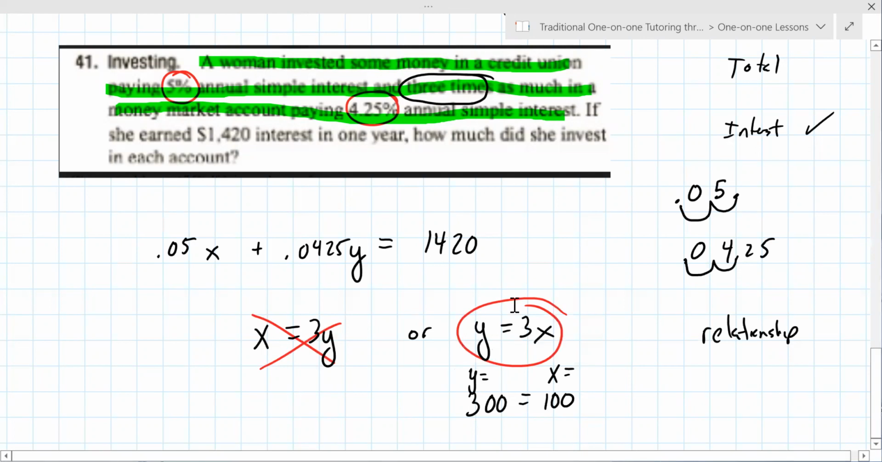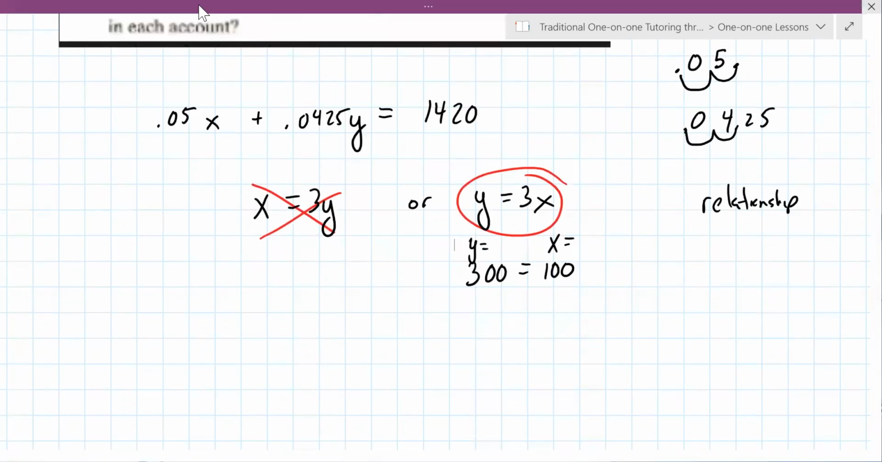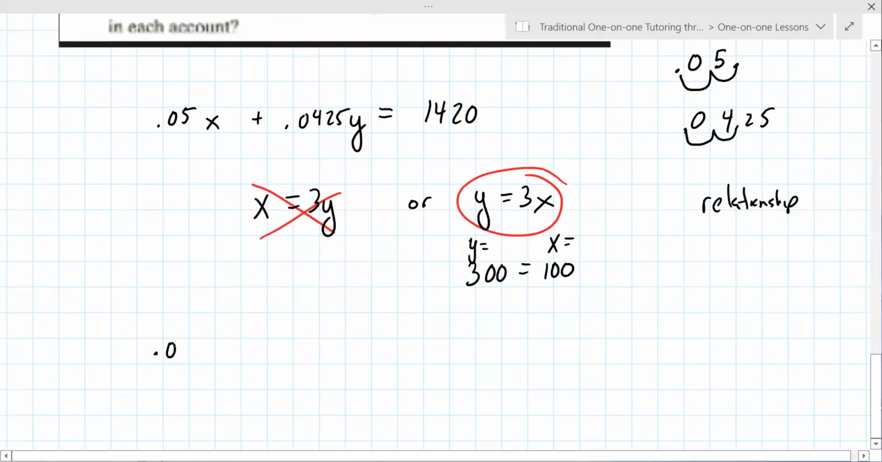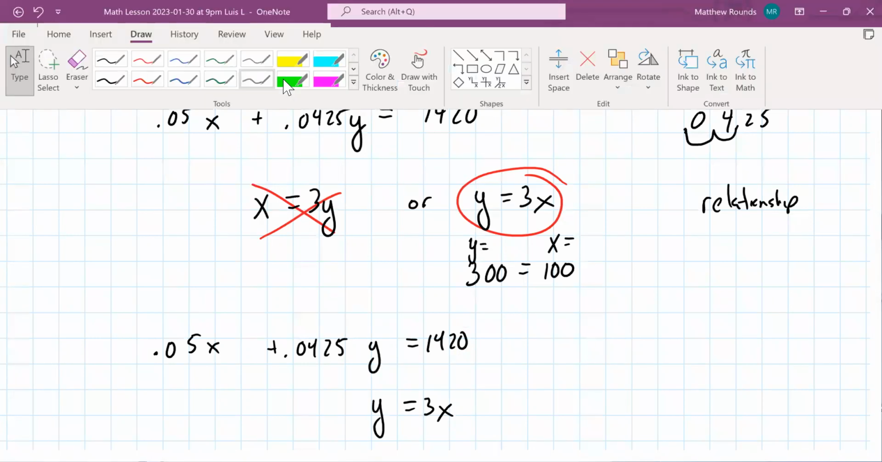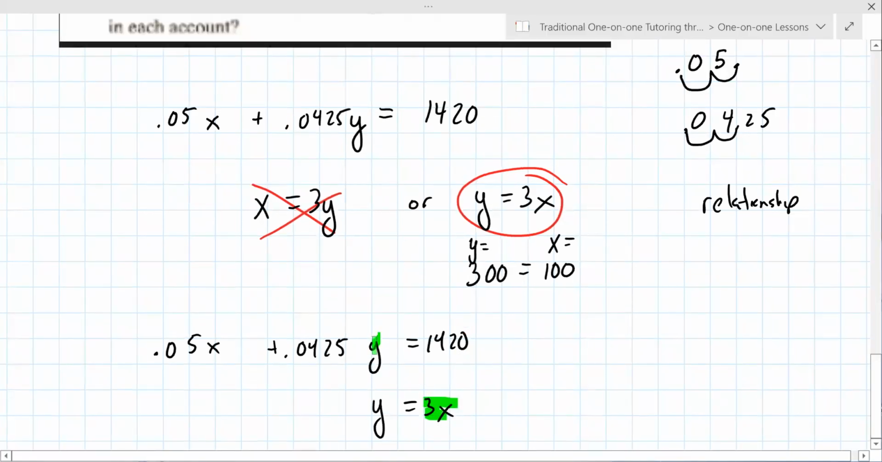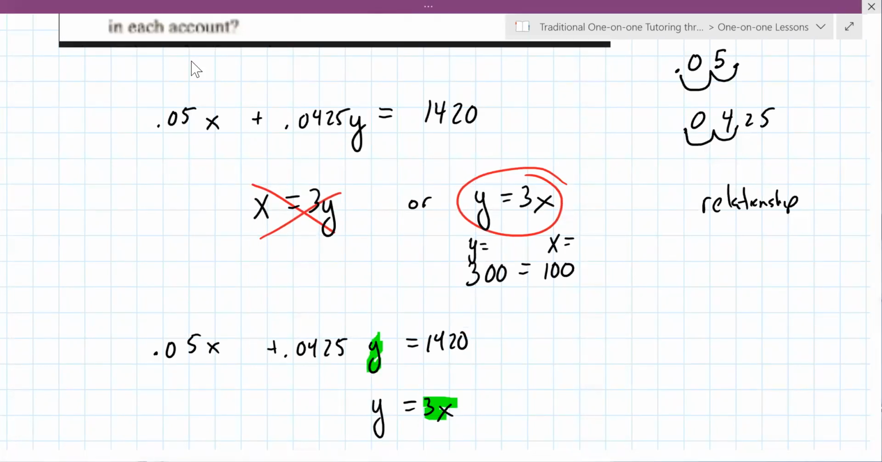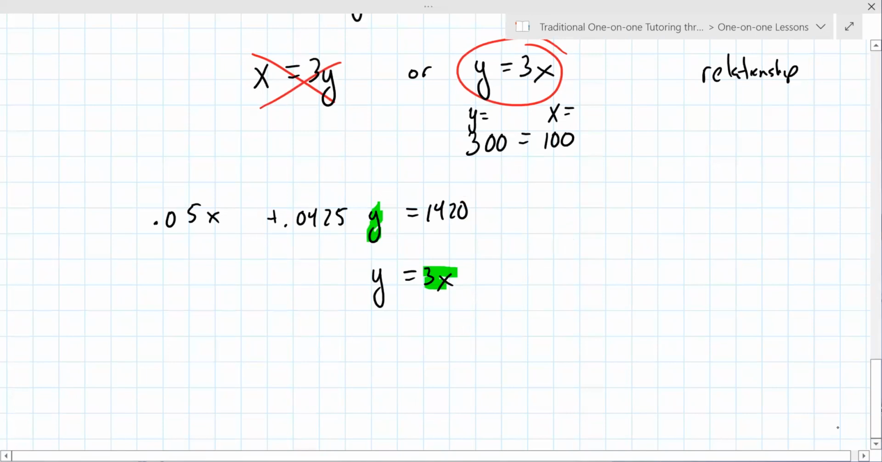So because it's already solved for, you're going to use substitution in this one. So let me just reframe this with 0.05x plus 0.0425y equals 1420, and y equals 3x. So you're going to use substitution. So wherever you see a y, you're going to put in for y 3x. So that's 0.05x plus 0.0425 times 3x equals 1420. Parentheses, yes, very important.